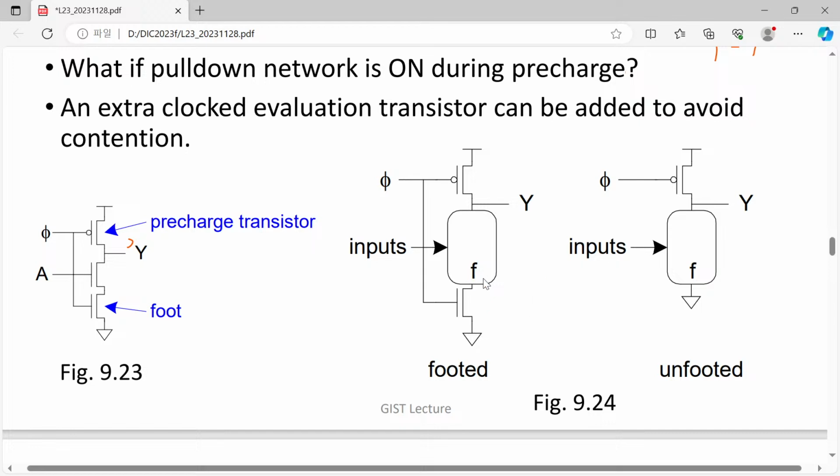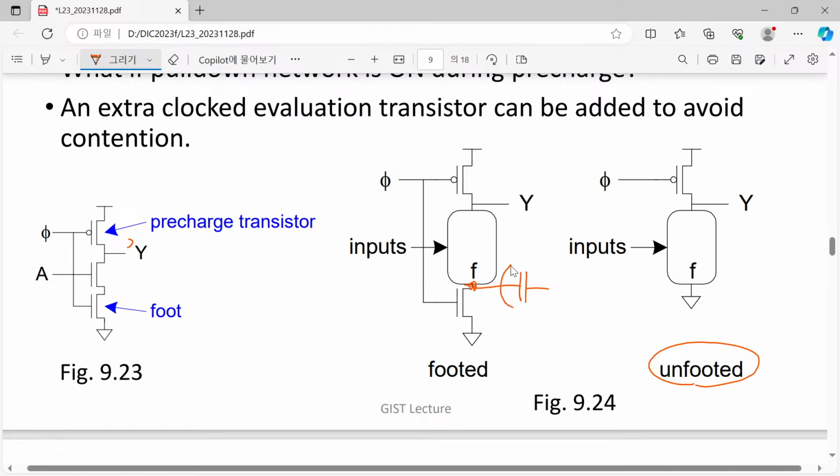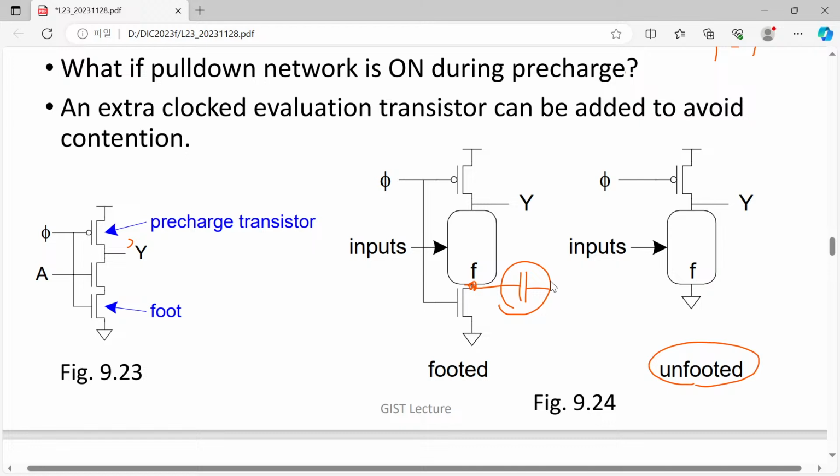Yes, if we have this additional node, that will contribute additional capacitance. That is true. Therefore, compared with this implementation, it contributes additional load capacitance that should be charged and discharged. So in terms of logical effort, that is not that good, but please, we don't consider the current conduction like this one.